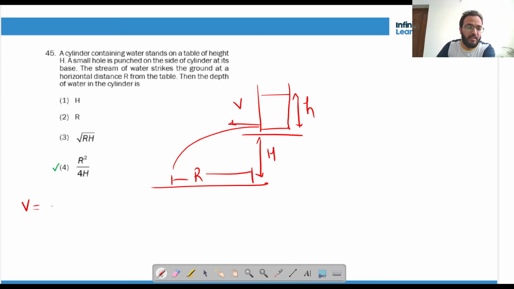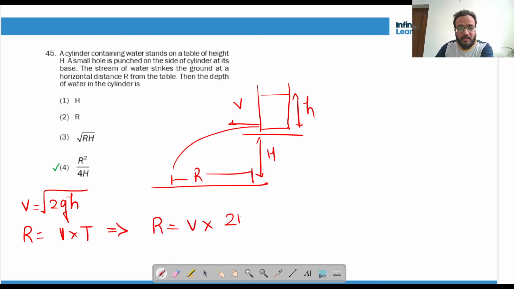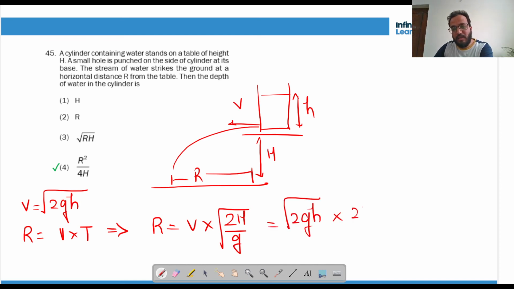Okay, and what is v? Root 2gh. Okay, what is the formula for range? Range is equal to speed into time of flight. So range is equal to speed into time of flight, which is what? Root 2h by g. So root 2gh into root 2h by g.